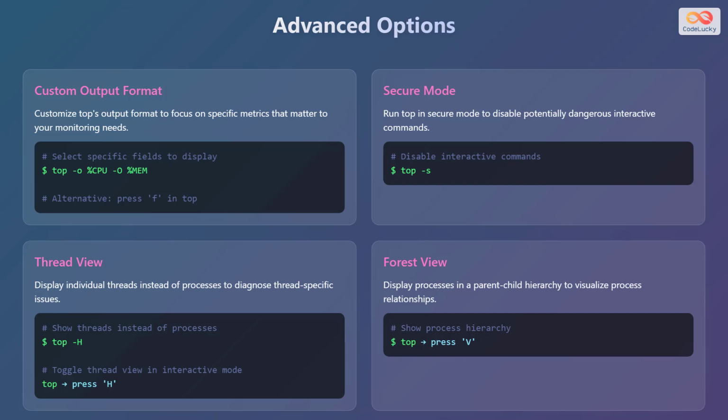To run top in secure mode to disable potentially dangerous interactive commands, use the -s option. To display individual threads instead of processes, use the -H option. You can also toggle the thread view in interactive mode by pressing H. To display processes in a parent-child hierarchy, also known as the forest view, you can press V while top is running.